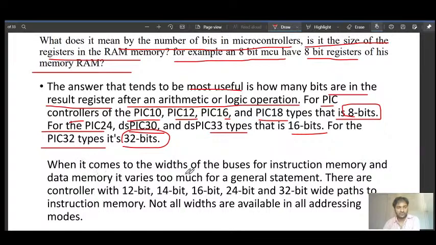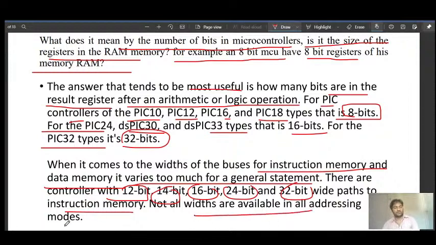Whenever it comes to the width of the buses for the instruction memory and data memory, it varies too much for a general statement. There are controllers with 12 bit, 14 bit, 16 bit, 24 bit, 30 bit wide paths to instruction memory. Not all bits are available in all addressing modes. So it is more about the specific MCU and controller.